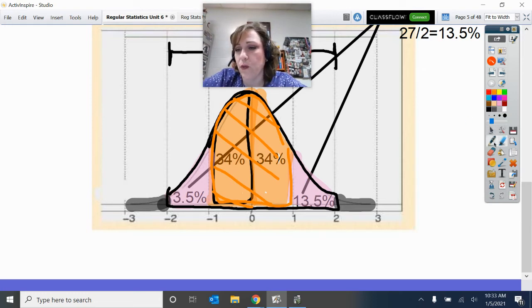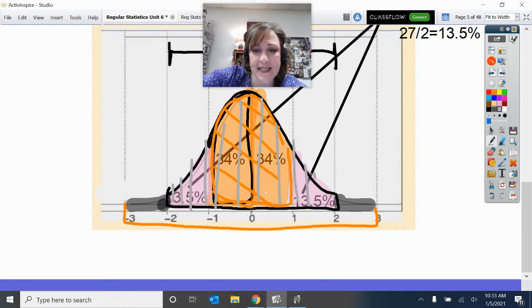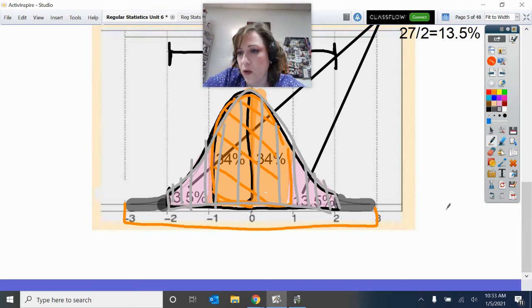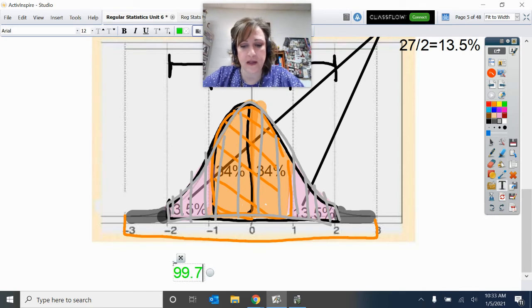Okay, well, what my brain says is, hey, from here to here is 99.7%. I want to do 99.7%, and I want to take away the part I've already computed here. I want to take away this 95% in the middle. So that's what I'm going to do. I'm going to take my 99.7 and take away the 95% in the middle.